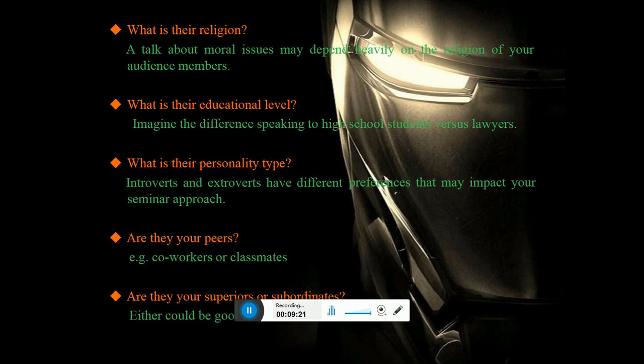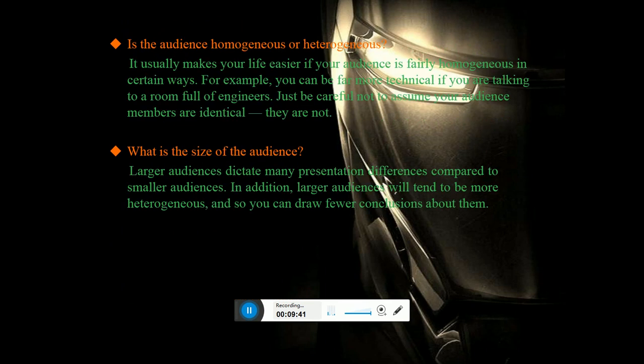Are they your peers, co-workers, classmates, your age group? Are they your superiors or subordinates? Either could be good or bad. So it matters a lot whether they are your superiors, your CEOs, or your elders, or your subordinates. Is the audience homogeneous or heterogeneous? These are very important terms in audience analysis.